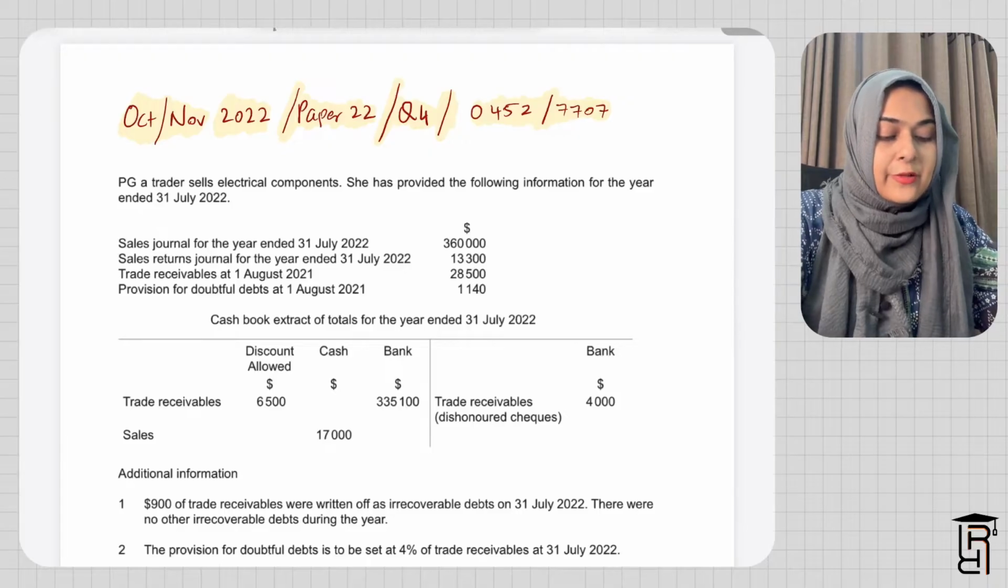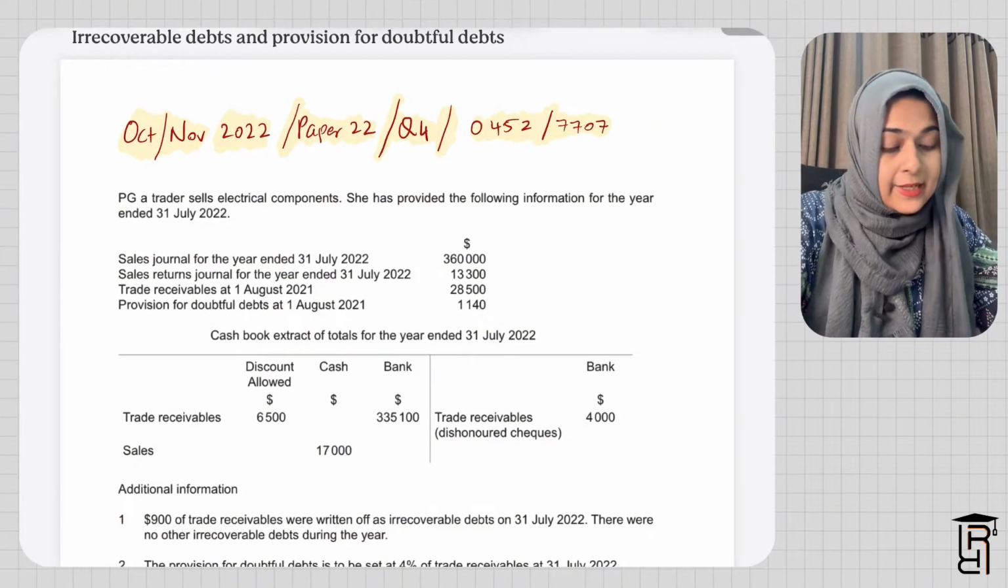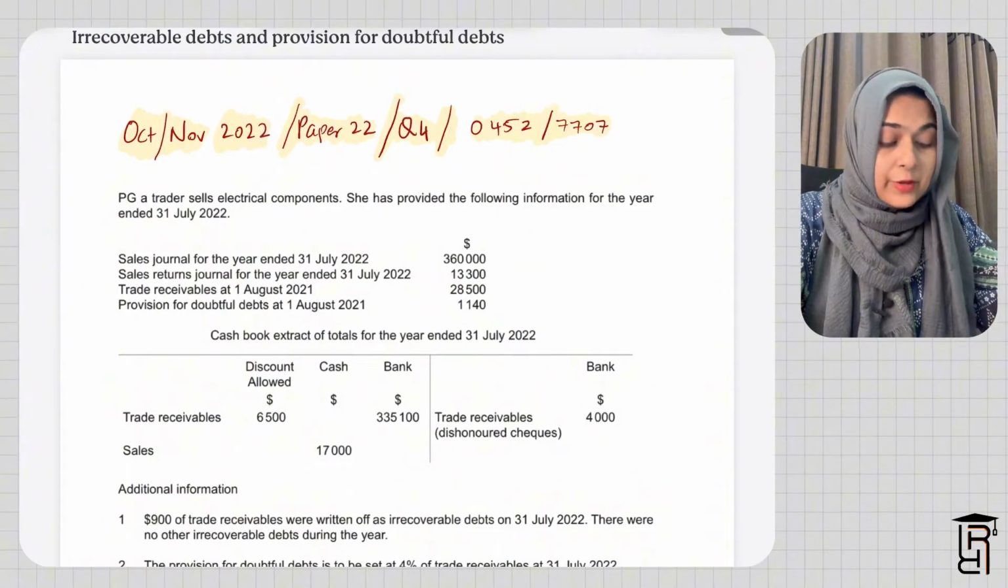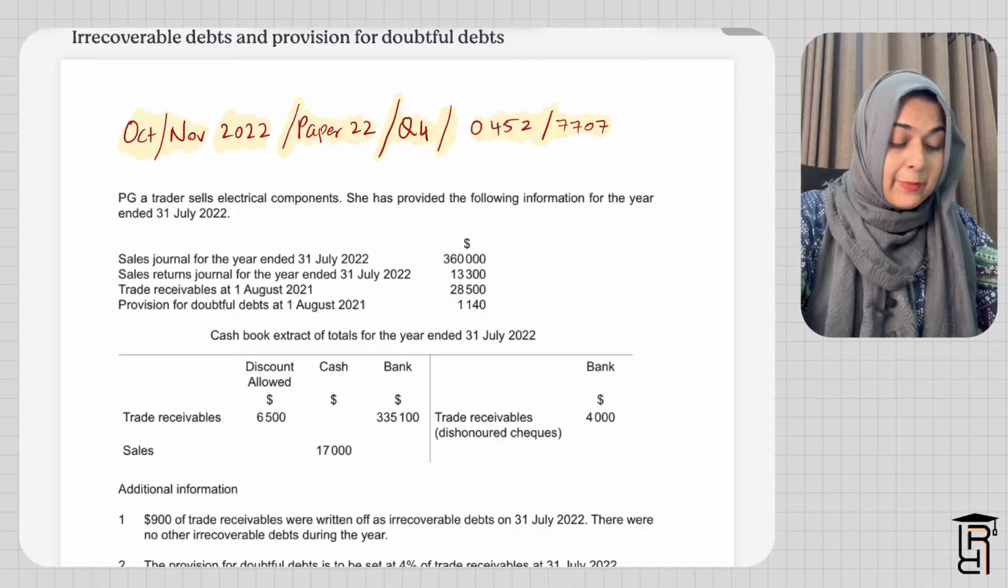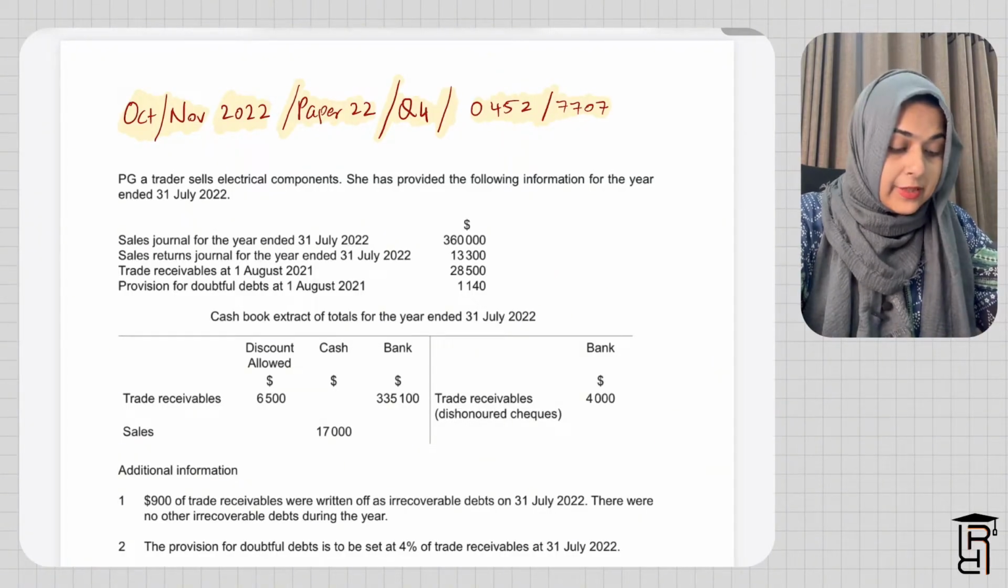Today's video is about a chapter. It's called Irrecoverable Debts and Provision for Doubtful Debts. And this question is basically from October-November 2022, paper 2 variant 2. It's question number 4. And they are saying here, PG, a trader, sells electrical components. She has provided the following information for the year ended 31st July 2022.